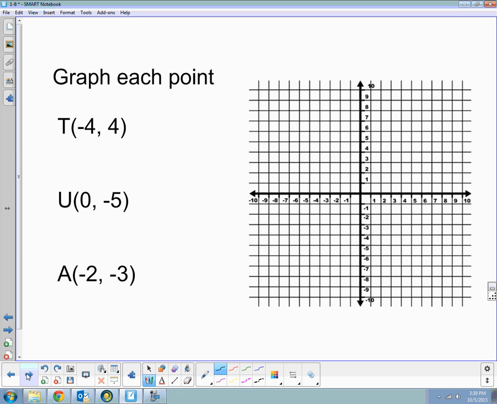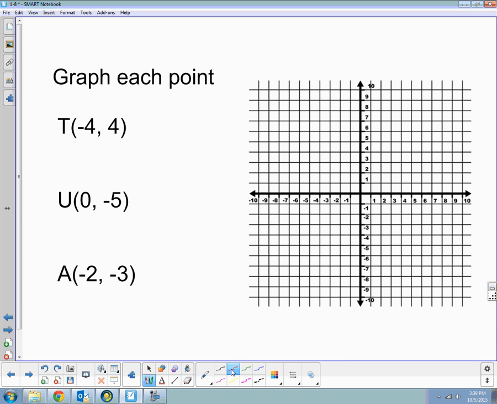So point T, all right, pause it, try these on your own. Plot T, U, and A, and see if your plotting matches my plot. So pause it, plot these points, we'll see if we match. I'm assuming you pause it, assuming you try it on your own.